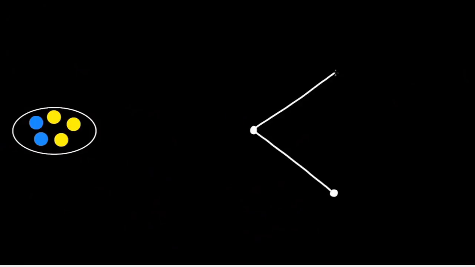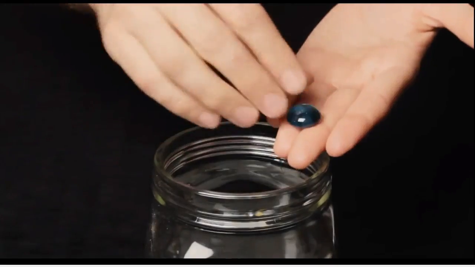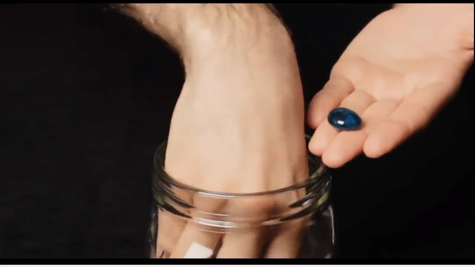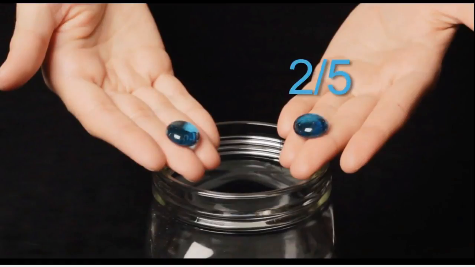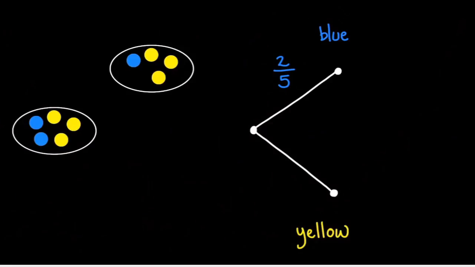Suppose we have a jar containing 5 marbles. 2 are blue and 3 are yellow. If we draw any one marble at random, the probability of drawing a blue marble is 2/5. Now, without replacing the first marble, draw a second marble from the jar. Given that the first marble is blue, is the probability of drawing a second blue marble still 2/5? No, it isn't. Our sample space has changed.